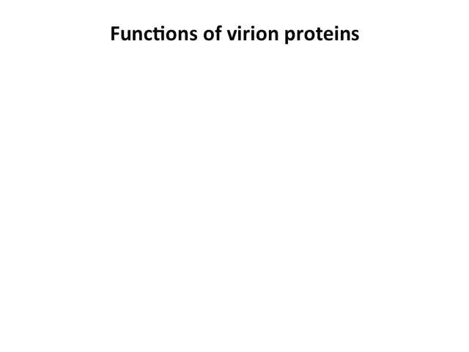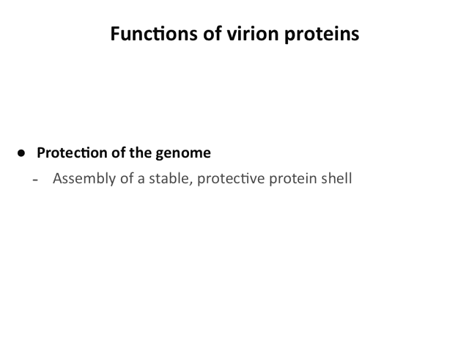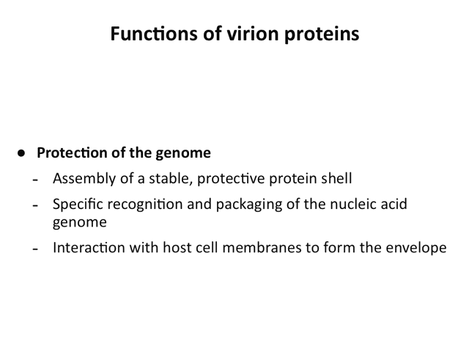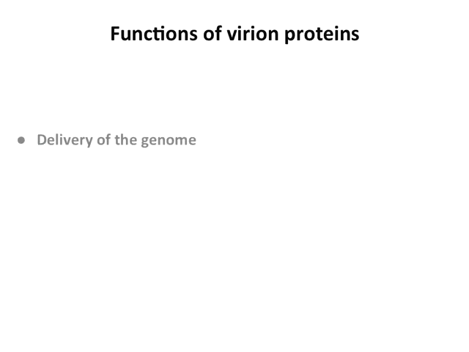So the virion proteins that make up virus particles have several functions. They protect the genome. So inside these virions, or viral genomes, one of the main functions of the capsid proteins is to protect those genomes. So they have to form a stable protective shell. They have to recognize the nucleic acid specifically. You don't want cellular nucleic acids going in there. And in some viruses that have membranes around them, they have to interact with those membranes.